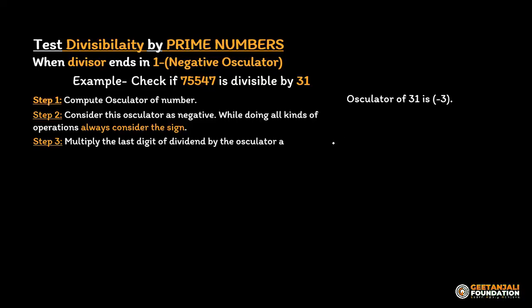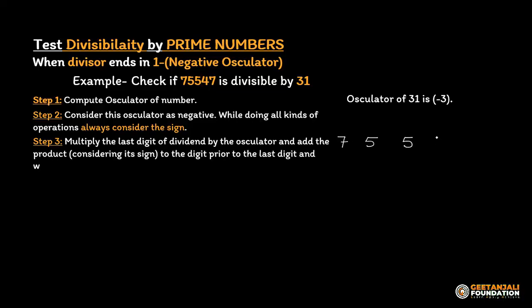So to start with, I will write the number. Our number was 7, 5, 5, 4 and 7. First we will multiply 7 by -3. 7 multiplied with -3 gives you -21. -21 will be added to this 4. When -21 is added to this 4, you get the result -17.